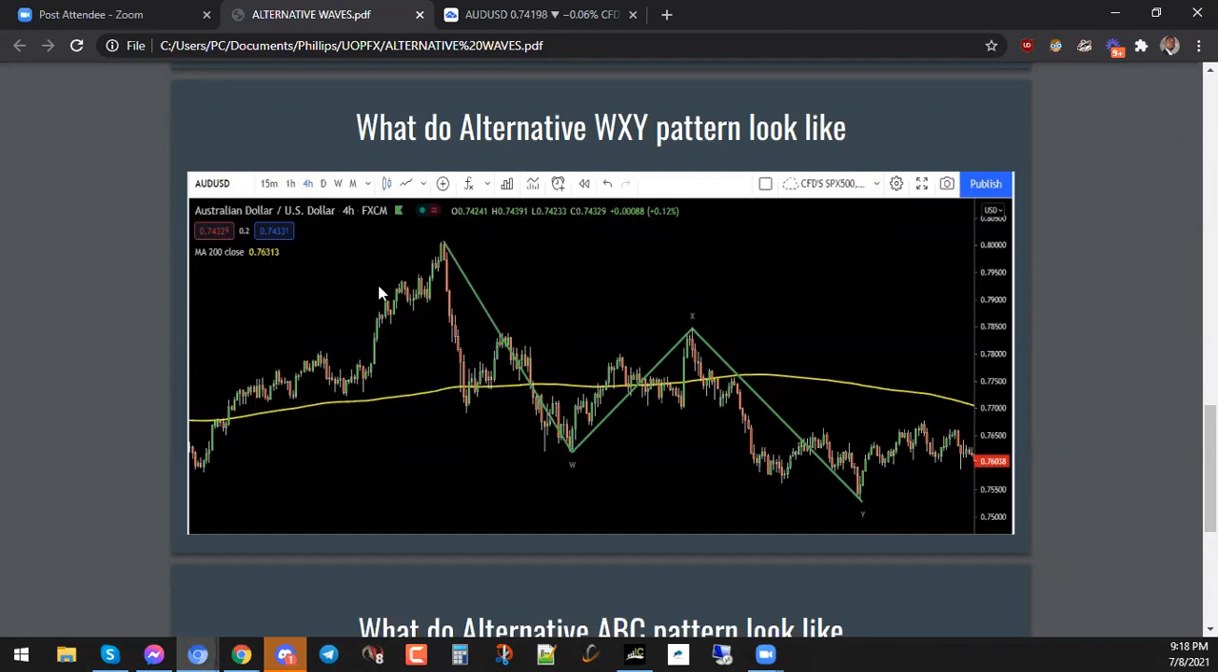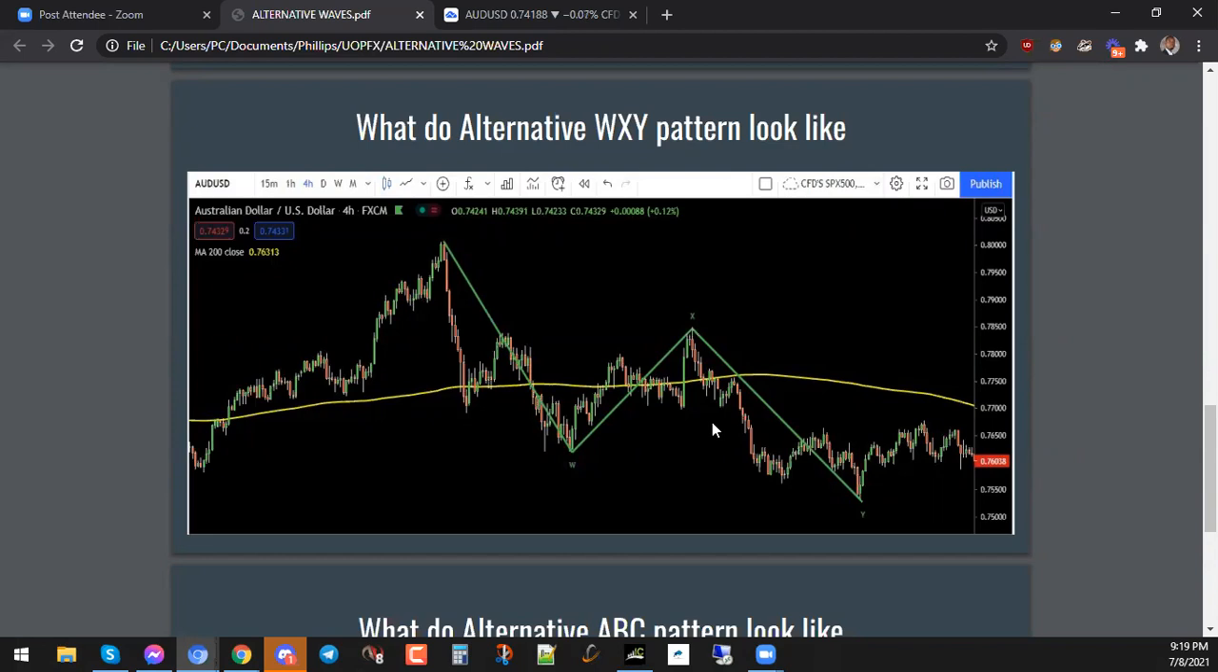Now we'll come back to this structure in our next slide. Now this entire 3-wave move makes 1 wave. So this is the W. And then we got 1, 2, 3. So this is the X wave. And then we got 1, 2, 3, 4, and 5 here. Okay, so we have a 5-wave move here, whilst we have a 3-wave move here. So this makes 3, 3, 5, a WXY formation.